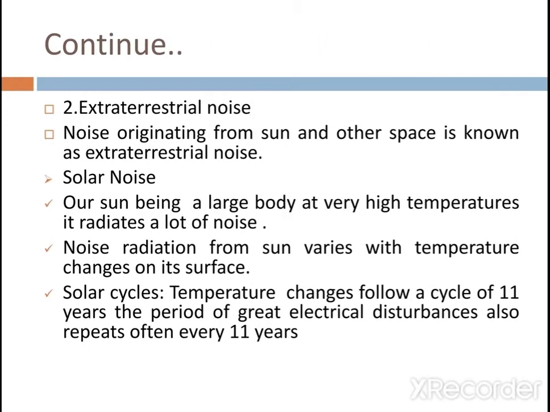Then extraterrestrial noise is second. So this noise originates, otherwise is produced, from the sun and other space. Other space is known as extraterrestrial noise. So solar noise. Solar noise is produced due to the sun. That means our sun being a large body at very high temperature, it radiates lots of noise. Then noise radiation from sun varies with temperature changes on its surface.